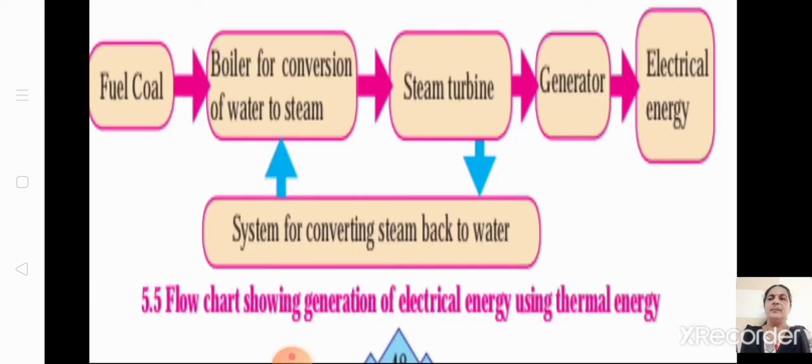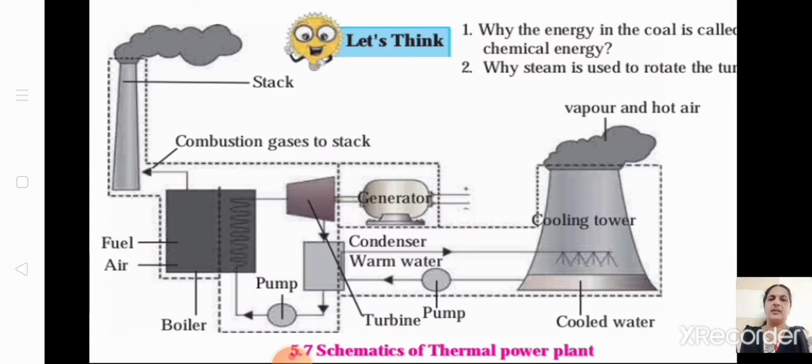We saw this. Okay, you can see the fuel. So boiler for conversion of water into steam, then the steam turbine connected to the generator, and then electricity is produced. And here is the system for converting steam back into water. We saw the diagram also. This is the diagram where the fuel is burned and you can see the stack where it releases the smoke. What is the fuel taken? Coal. When it is burned, the water is boiled and converted into steam, and steam of high pressure and temperature rotates the turbine that is connected to the generator.